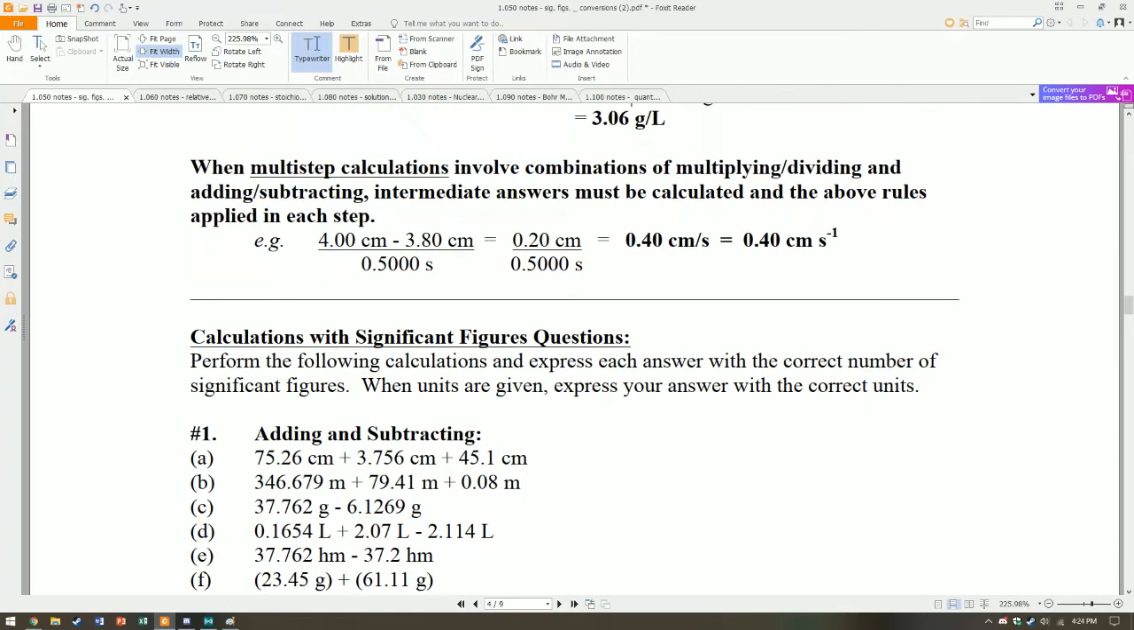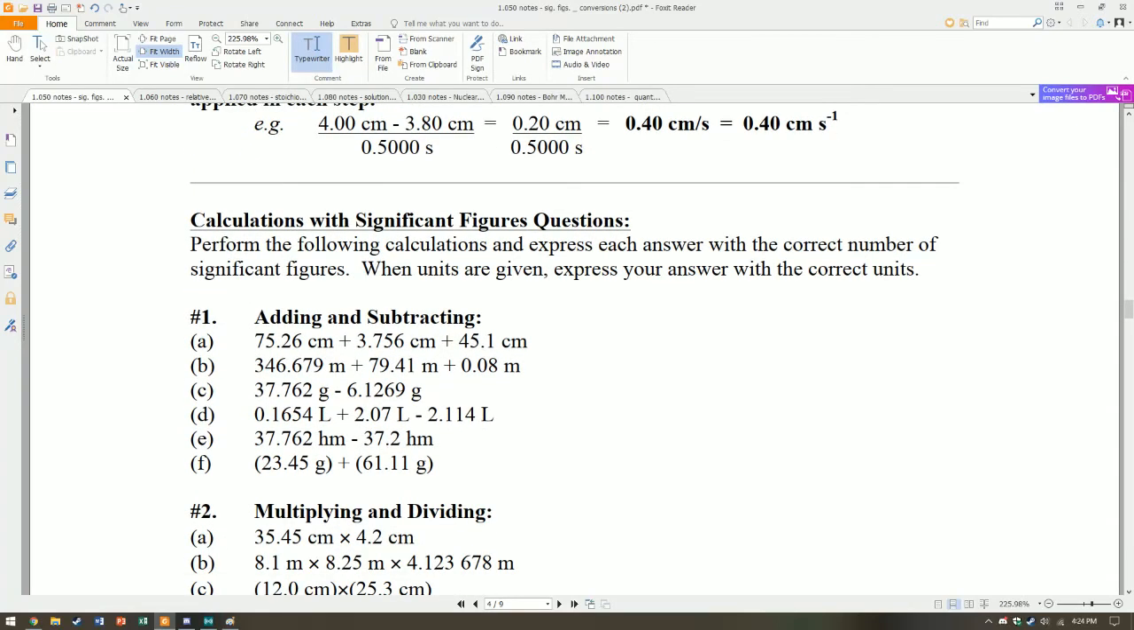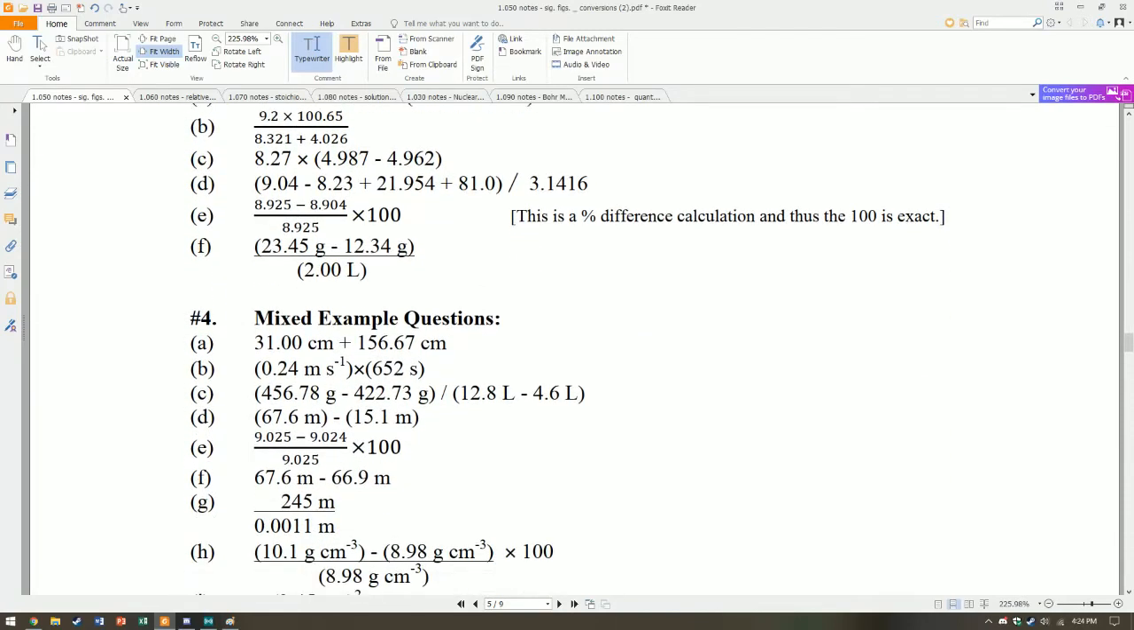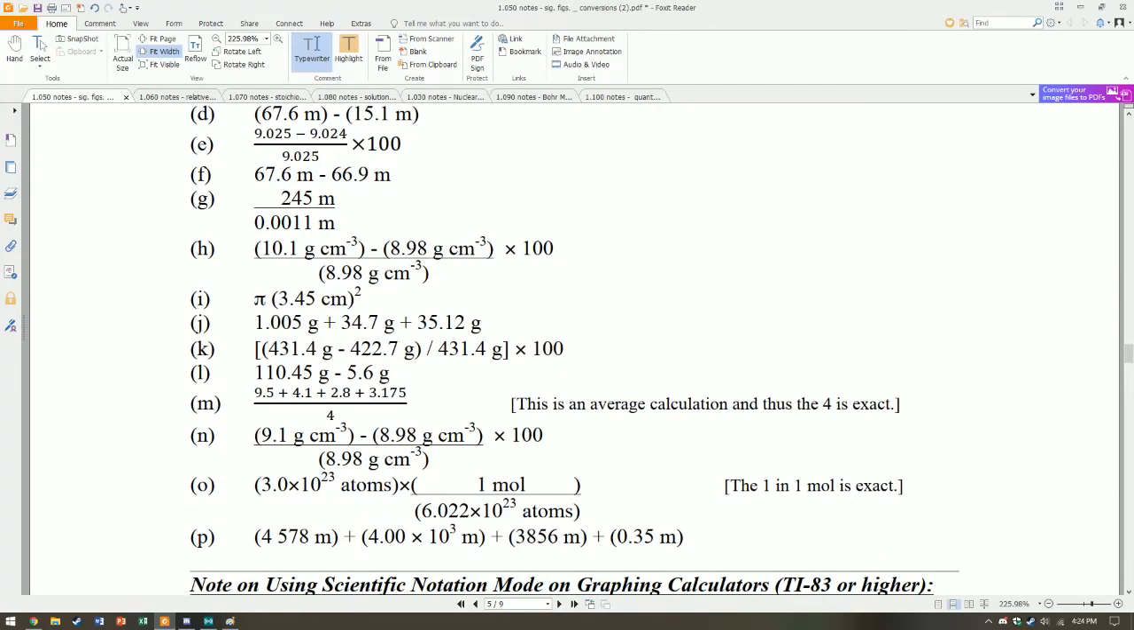If you have a multi-step calculation, pretty simple. Just round at each step. This should be review to you by now. I'm not going to go through any examples. I might do another video separately to go over that sort of stuff.